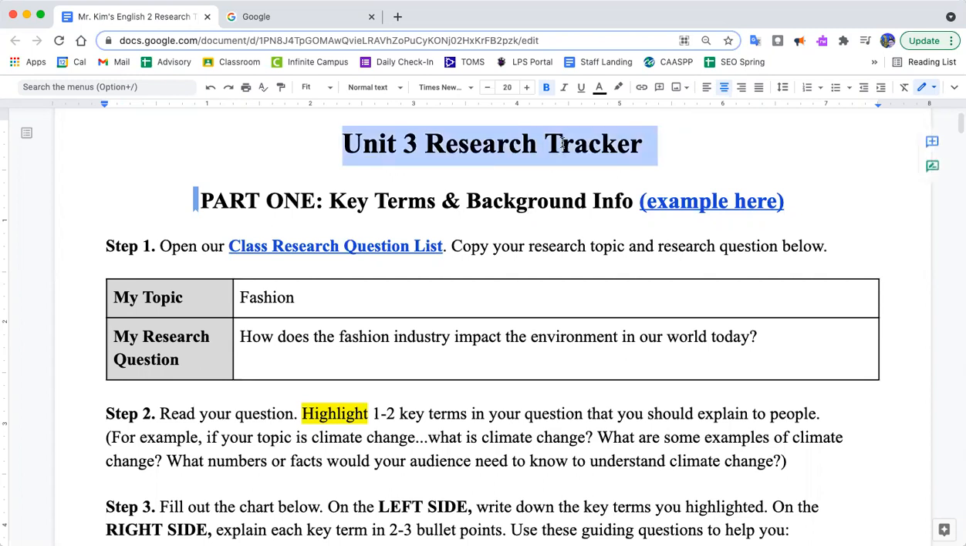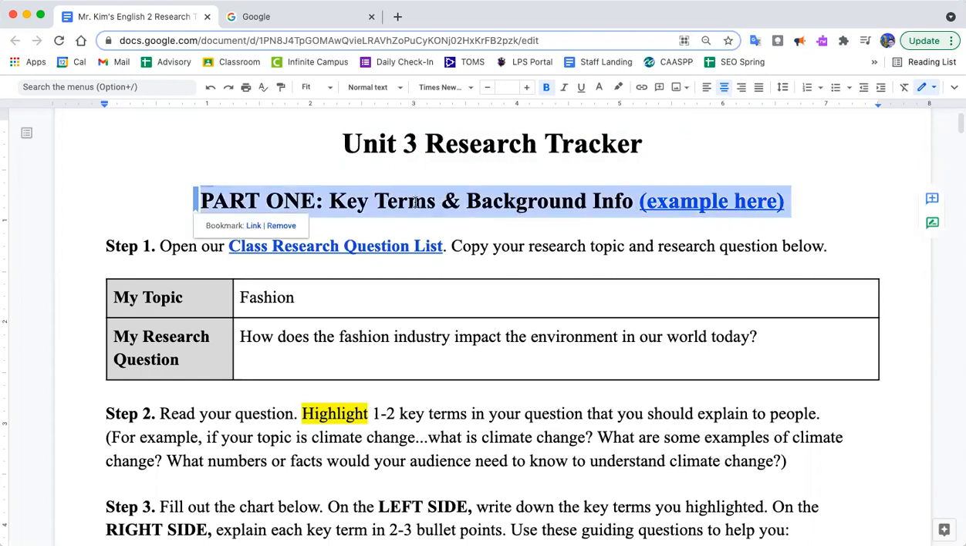This is going to be where you collect all of the information that you find on your topic and your question. So we're going to begin with part one today, which is key terms and background info. This is really important because for somebody who doesn't know a lot about your topic, having background information and clear definitions of your key terms is going to be really important in helping them better understand your topic. So I'm going to show you how to do that using my own question in 3 simple steps.